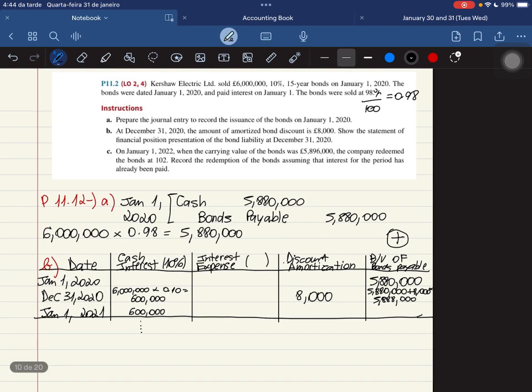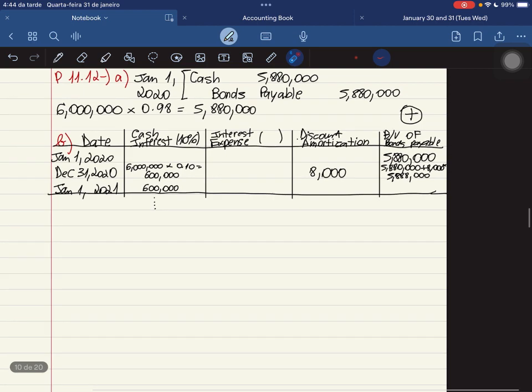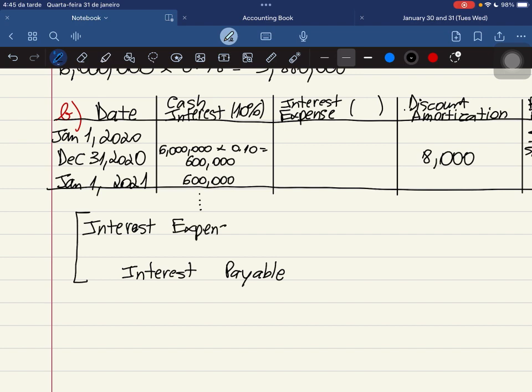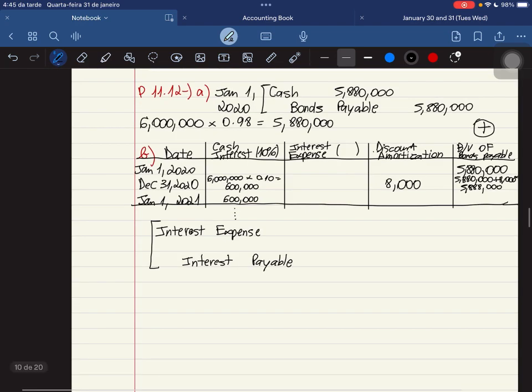Over here, they are asking us to make a statement of financial position. Remember that when they ask us to calculate, for example, discount amortization or premium amortization, we make an entry here. Normally the entry that we make is interest payable, which is the interest that does not change. So it is this value over here. Then we would have interest expense on top, and we would have bonds payable. In this case, the position would be over here.